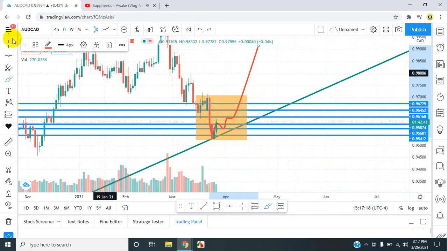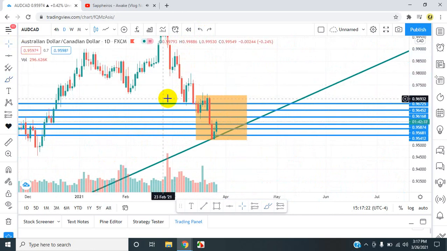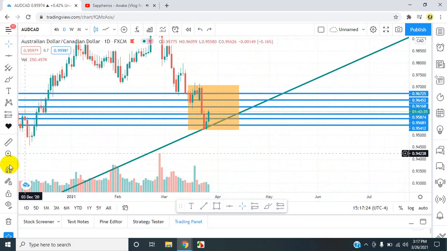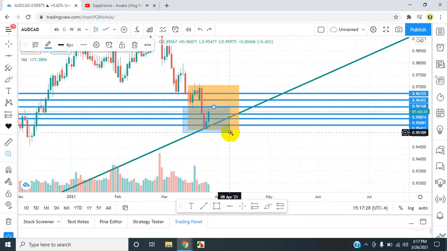Okay, it's not working. Never mind. So what we're going to do is we're going to head back to price action. We're going to zoom in and see what's going on. So let's zoom into this area here.